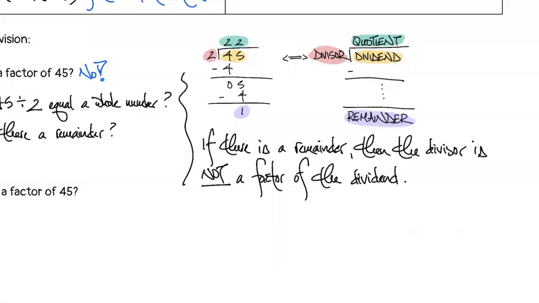Okay. I'll give you a moment to write that down, but as you're writing that, I'm going to color code the sentence to match the color coding that we did here. So if we find that there is a remainder, then the divisor is not a factor of the dividend.